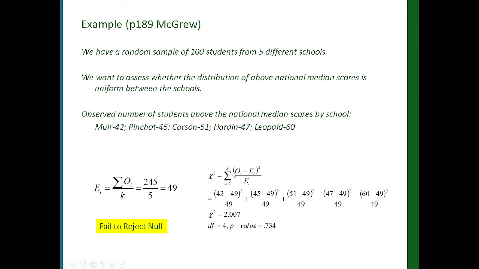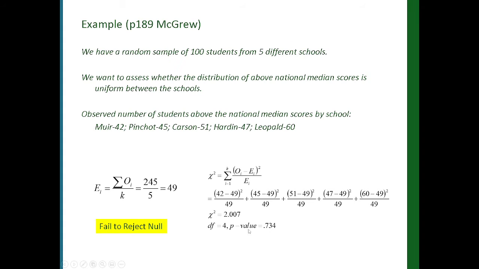Then we can plug that E_i value into each one of these schools. We'll start with Muir, so we subtract the expected value from the observed, so 42 minus 49, squared, and then divide by that 49 expected outcome again. Then we can do that for each one of these schools. So you'll see that Pinchot, the 45 observed, goes in here, the 51 observed in Carson goes here, the 47 observed in Hardin goes here, and the Leopold 60 observed goes here. Then when we crunch these numbers together, we get a chi-squared of 2.007.